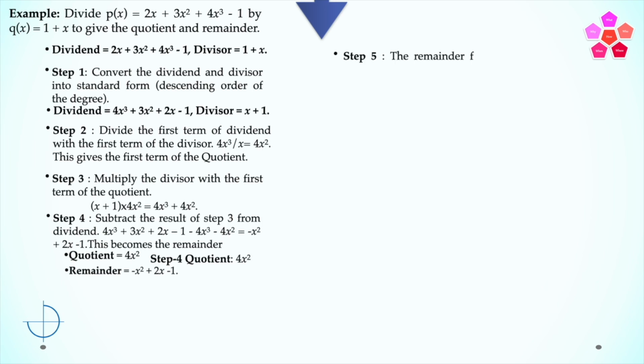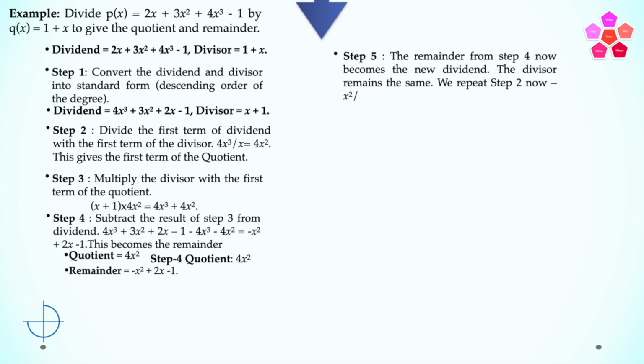In step 5, the remainder from step 4 now becomes the new dividend. The divisor remains the same. We repeat step 2 now. Minus x squared by x is equal to minus x.